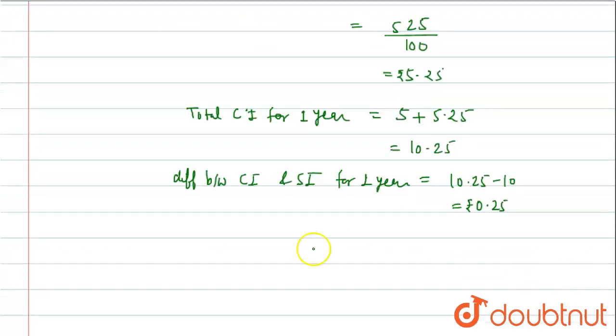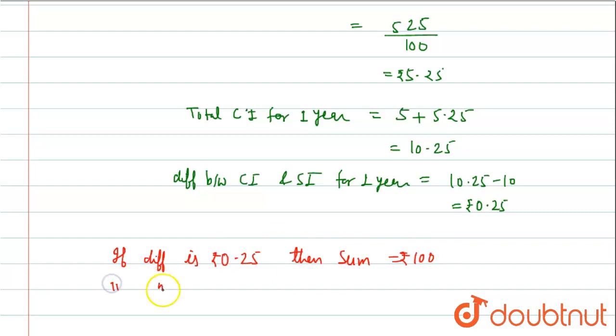Now if the difference is 0.25 rupees, then the sum is equal to 100 rupees. If the difference is 1 rupee, then the sum is 100 by 0.25.